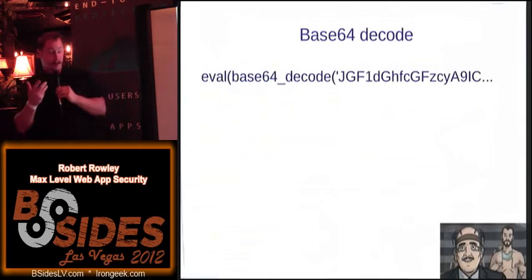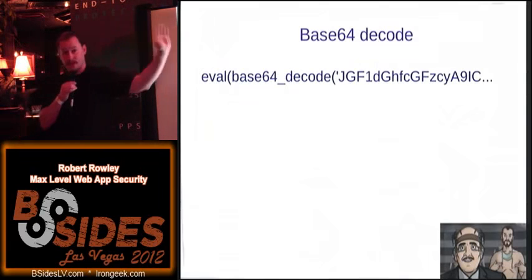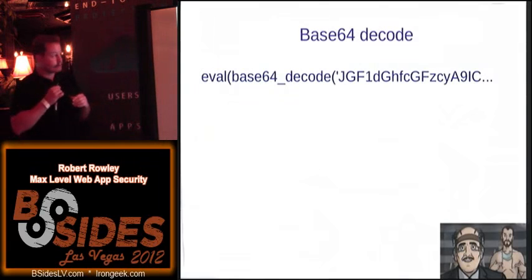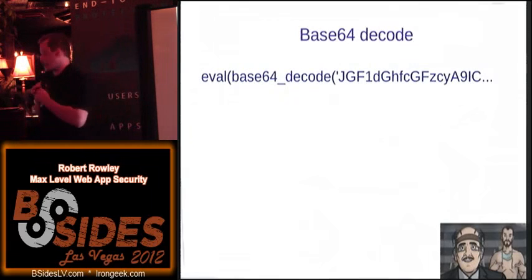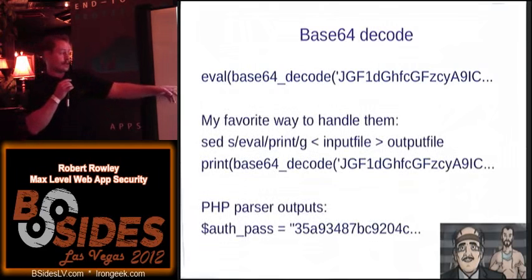So then it gets a little bit more complicated. Eval base64_decode, and then this really long base64 encoded string. What will happen here is it basically decodes the string and then evaluates it. When it's obfuscated, my favorite way to handle these is to use sed again. I highly recommend you all know how to use sed.